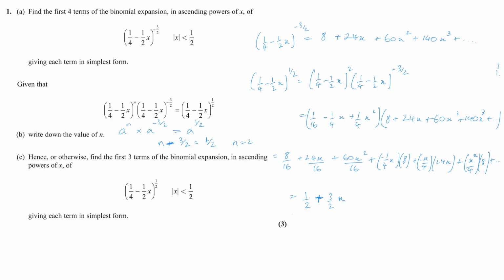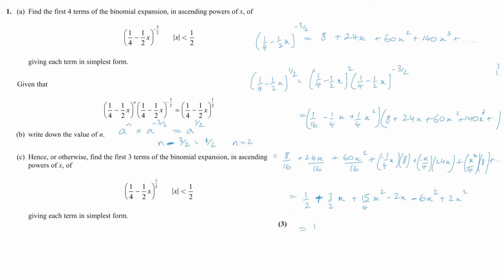Okay, 15 over 4x squared. Then I've got minus a quarter times 8, so minus 2x. Minus a quarter times 24 is minus 6x squared, and then 8 over 4 is 2, plus 2x squared.